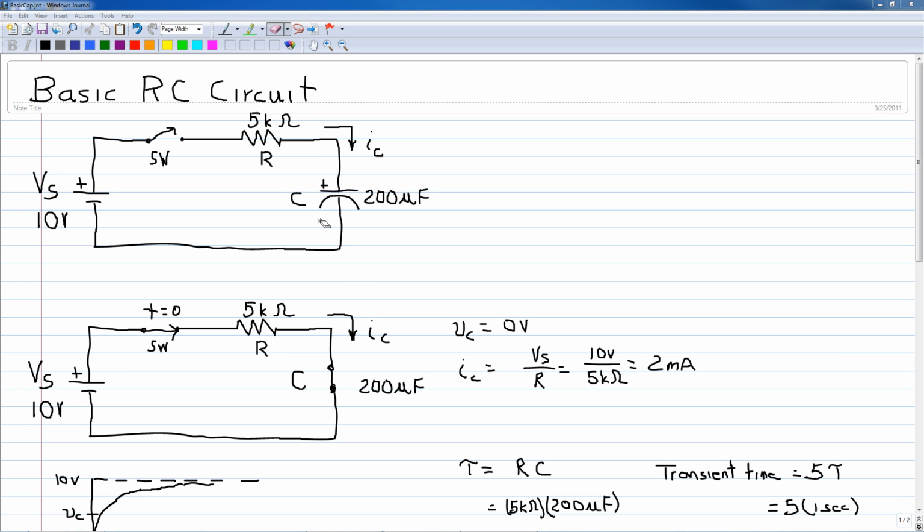Welcome to this video on the basic RC circuit. In this circuit we have a voltage source, a switch, a 5K ohm resistor in series with a 200 microfarad capacitor.